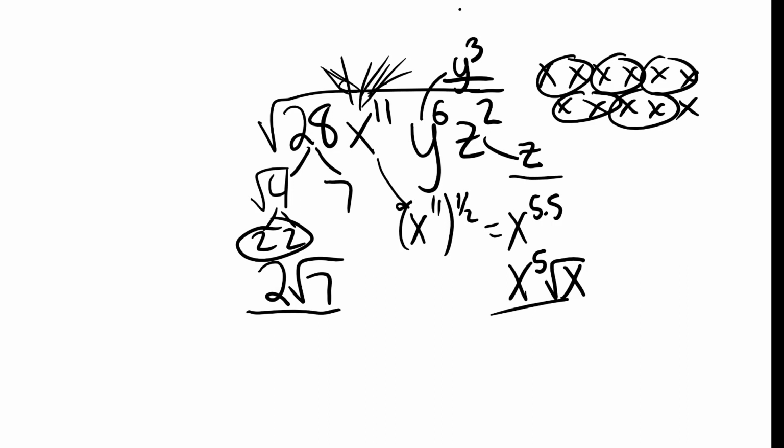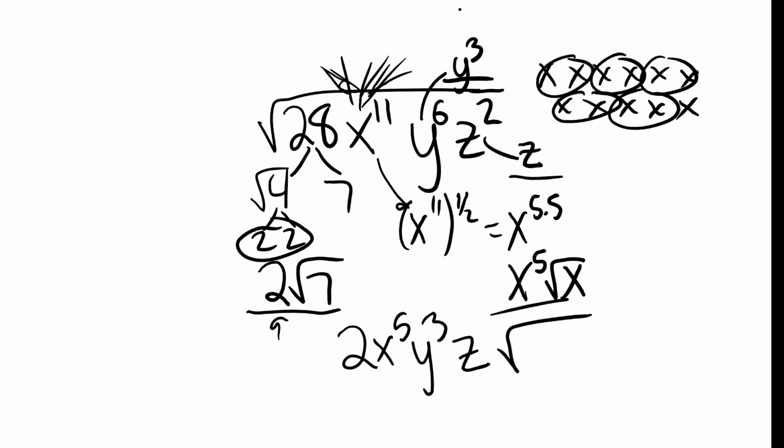So what do I have on the outside? I have a 2 from the 28. I have an x to the 5th. I have a y cubed. I have a z. And what's left inside the prison of the square root? A 7 from here, and an x from there. So the nice thing is, anytime you have an even power in a square root, that entire thing is going to come out at half of the exponent that it was inside the square root. And if it's odd, you're going to be left with one of the x's still stuck inside the square root.